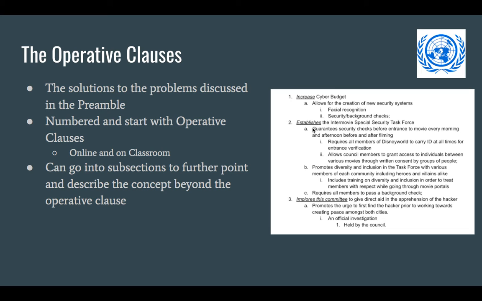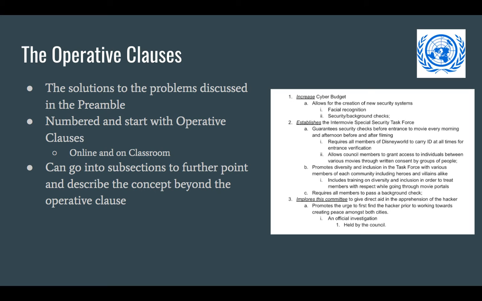It A, guarantees security checks before entries to movie every morning and afternoon before and after filming. It requires all members of Disney World to carry an ID at all times for entrance verification and allows council members, which are the delegates at this point, to grant access to individuals between various movies through written consent by groups of people. Again, groups of people, it is vague. However, there was an intent behind this phrasing. And then B, promotes diversity and inclusion on the task force with various members of each community, including heroes and villains alike. It includes training on diversity and inclusion in order to treat members with respect while going through movie portals.